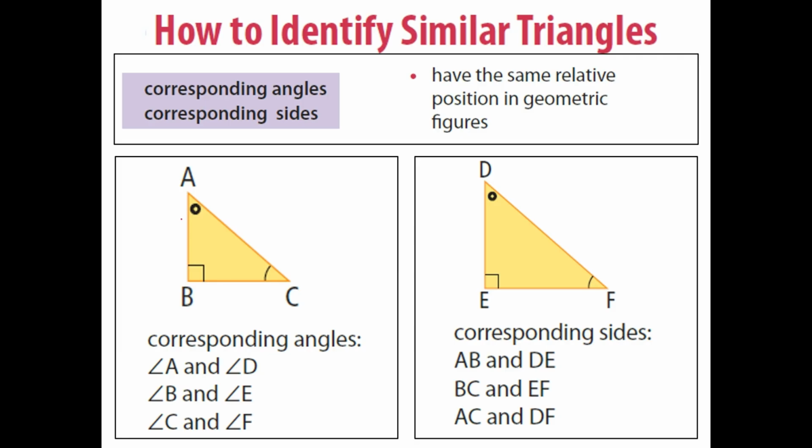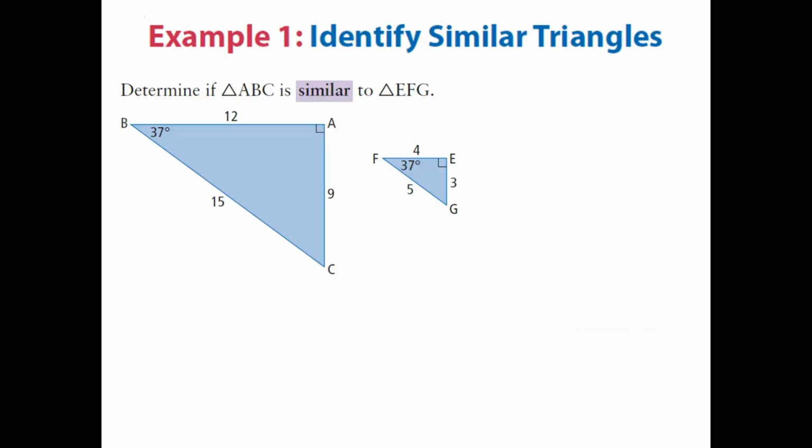What that means is if you have AB here, DE would be corresponding to it with respect to geometry. You would find the scale factor between the two, and then the scale factor between BC and EF, and then the scale factor between AC and DF. If the scale factor is the same for all three, then you can say the triangles are similar. So let's go over an example here.